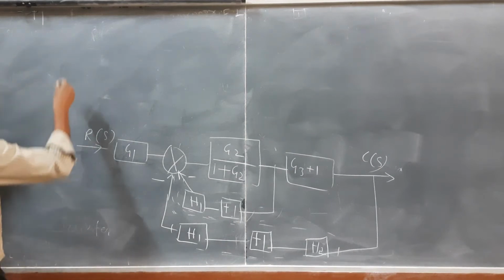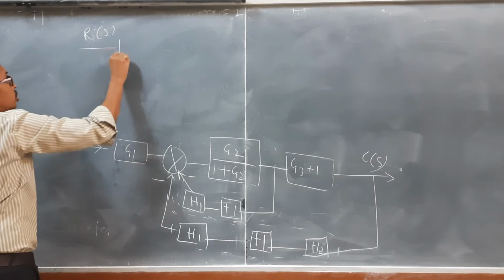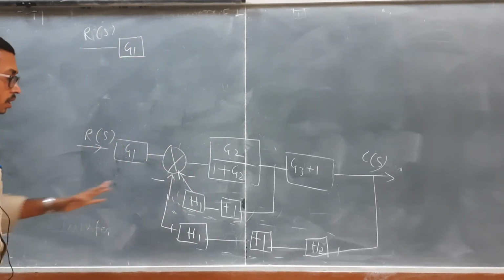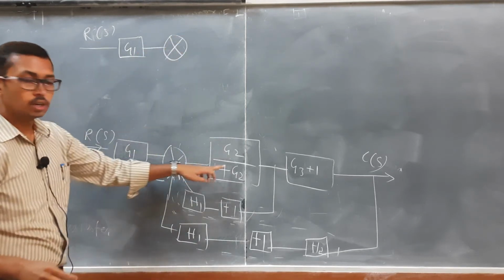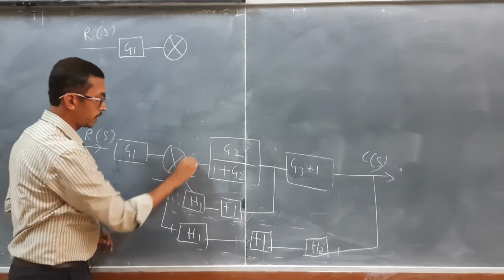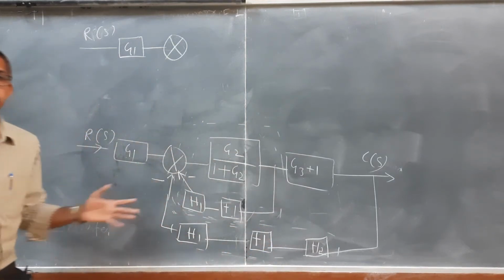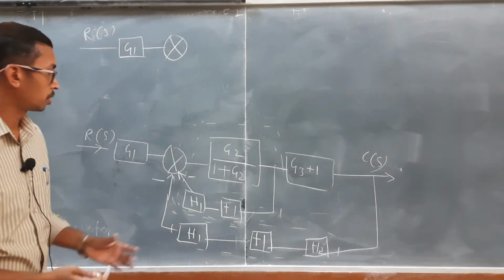Okay, so I am going to rewrite this one. So I have R of S. First I am going to come across G1. See, I have a summing point. As I told, this is a minor feedback loop. As I told, you need to write the sentence for the step-by-step method. If I keep on writing everything, I can't cover all the problems.